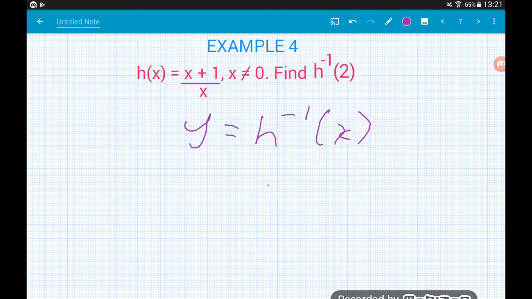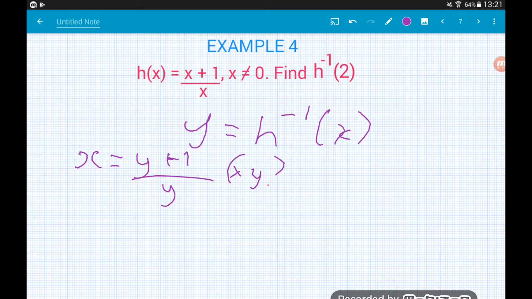So if we start off as always then, swap the function and the variable around, so h of x becomes x, and all the x's on the right hand side would become h inverse. But remember, we've set y equal to that now, so we can just write that as y plus 1 over y. So now we're trying to make y the subject of that. Let's have a look at how we would do it. So we've got a y on the bottom of the fraction. That's quite annoying. So first thing we're going to do is multiply by the y. That's going to give us xy equals y plus 1.